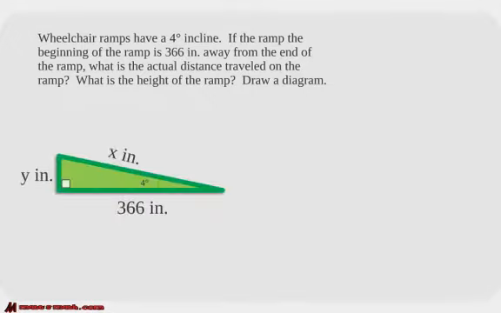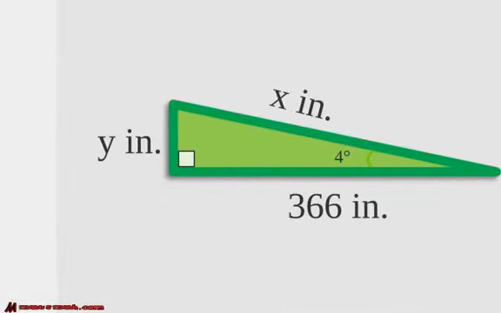All right, did you get something like this? It's 366 inches from beginning to end. It's 4 degrees. What's the height of the ramp? Are we using sine or cosine? What's the length that the person would travel on the ramp? Are we using sine or cosine?